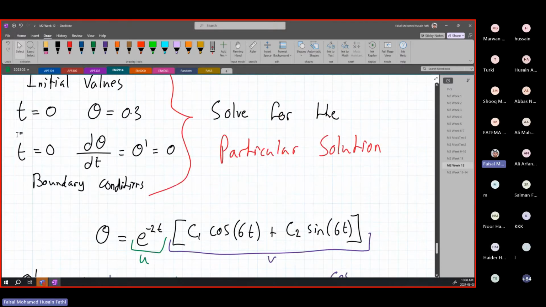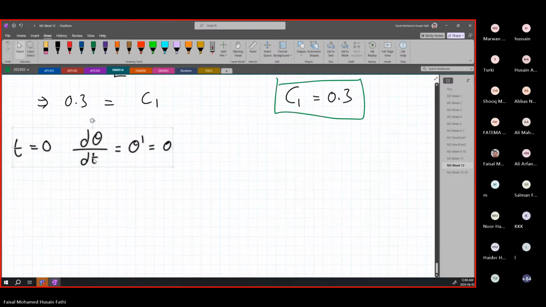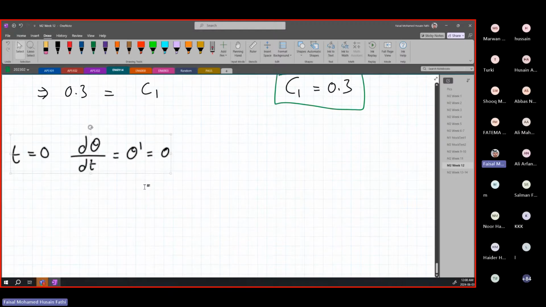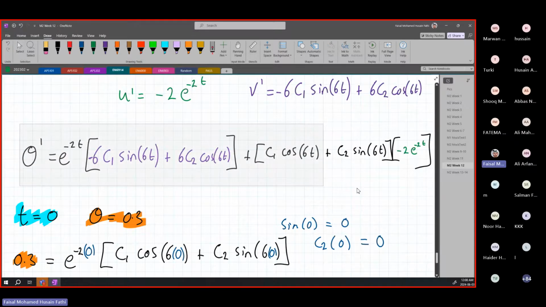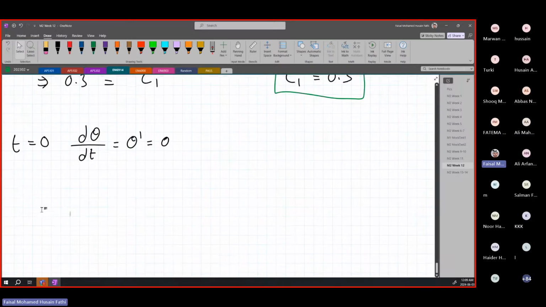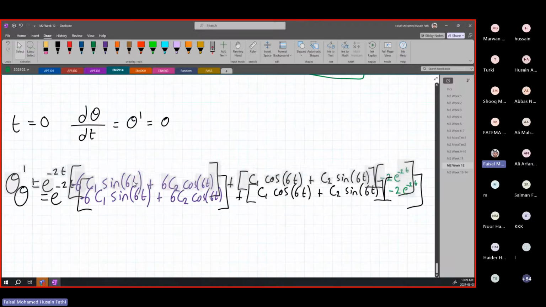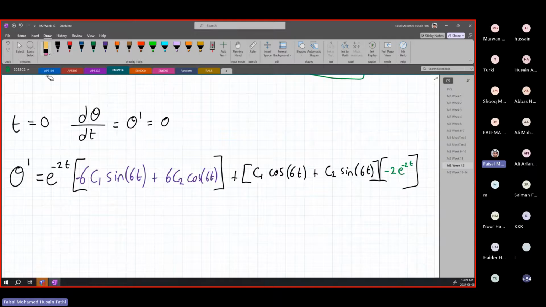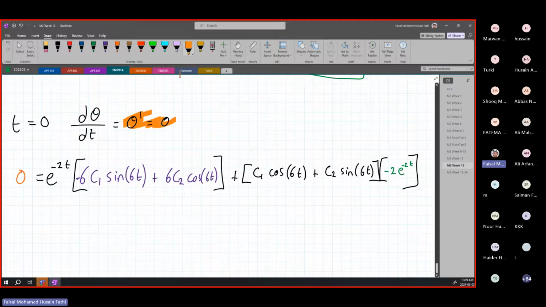Our second boundary condition or initial value is for theta prime. So this is for our second case. And we already have the equation of it over here. So I'm just going to copy paste this down here. And again, that's why I told you not to bother yourselves, just substitute. So we know that theta prime is 0. All right? Theta prime is 0. And t is also equal to 0. So we're just going to replace all our t values with 0.